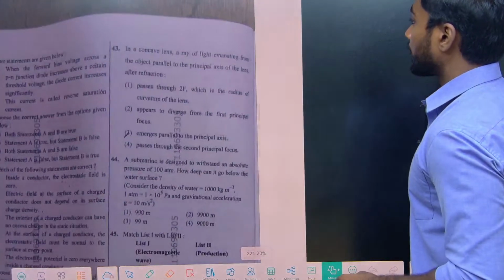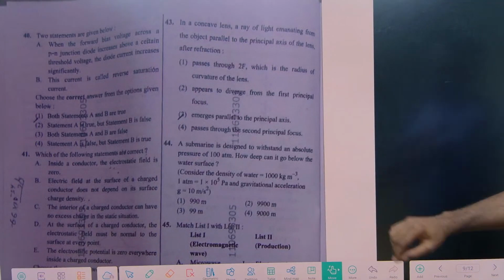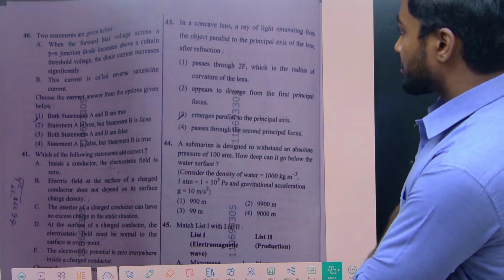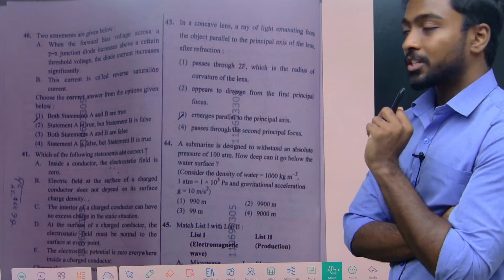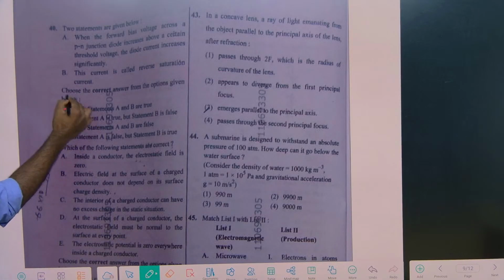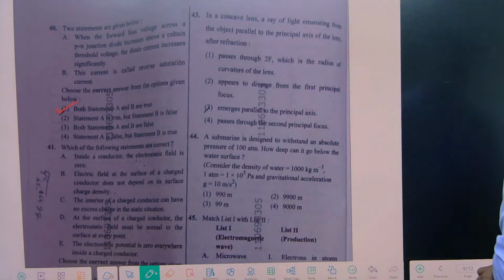Okay, the next one. Two statements are given below. When the forward bias voltage across a PN junction diode increases above a certain threshold voltage, the diode current increases significantly. Yes, it is true. This current is called the reverse saturation current. Yeah, option 1, both A and B are true. Whatever A is given, it is true, and B is given, that is also a true thing.